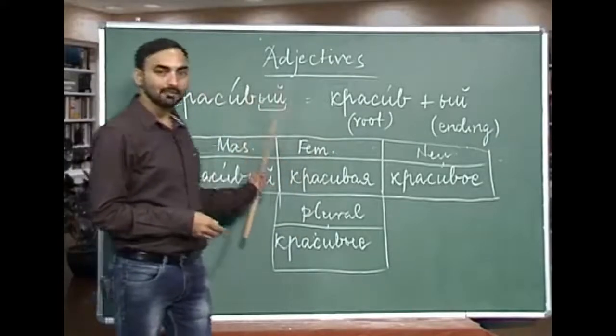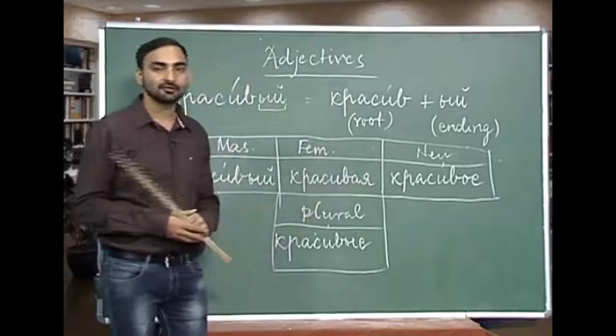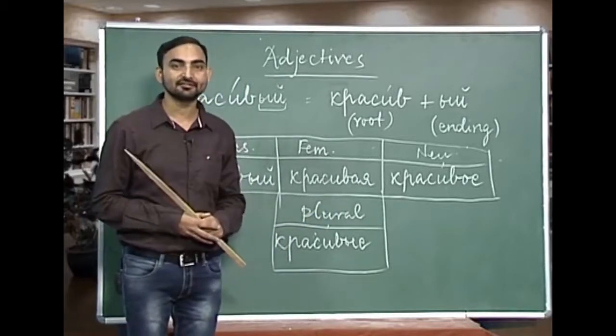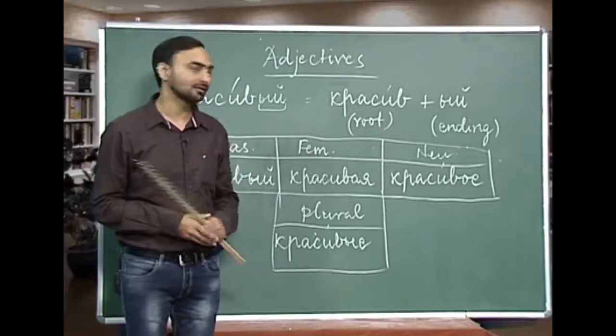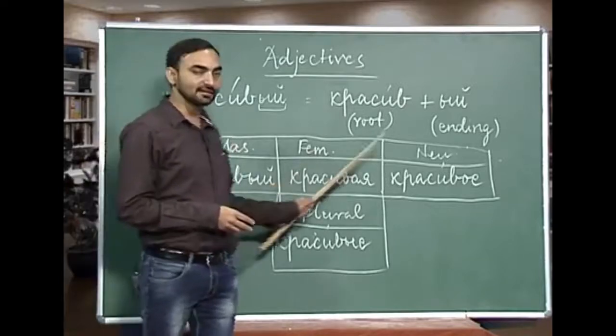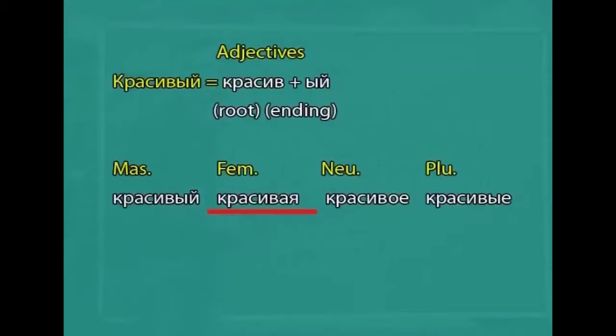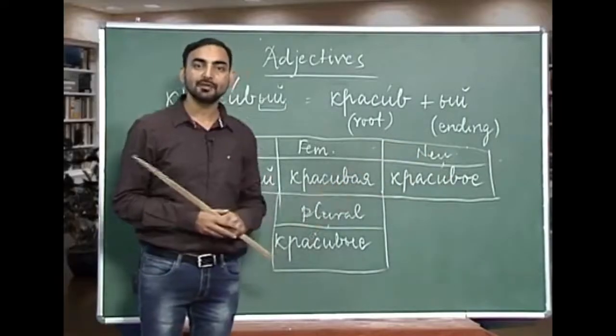But if the noun is feminine, for example, kvartira. Kvartira is flat. So, which form of krasivi will you use here? Krasivaya. Krasivaya kvartira. A beautiful flat.